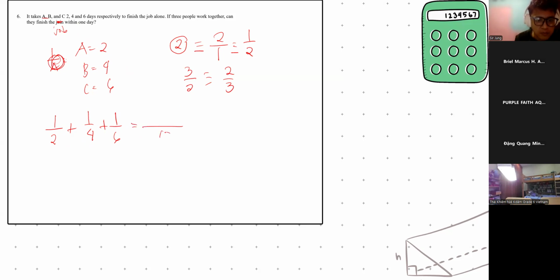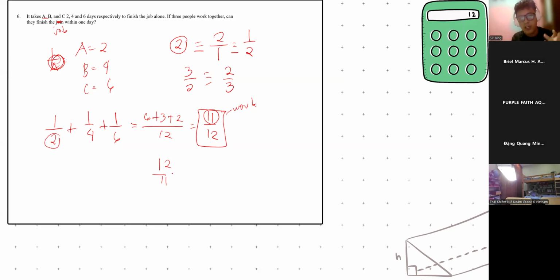That's equal to 12. This is 6, 3, 2. So that's 11/12. Now, note that this is the day, right? And then this is the work done, which means, again, to know if these three people can work together and finish the job within 1 day, we need to reciprocate this sum here. So 12/11. Now, were they able to complete it in 1 day?